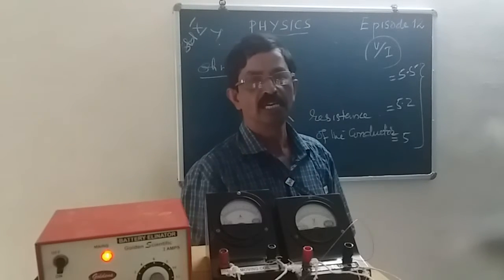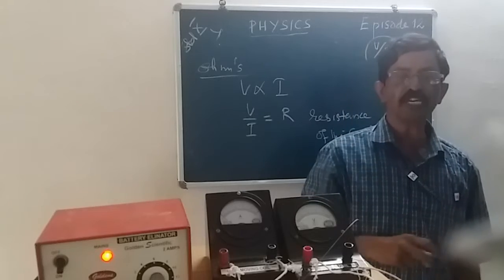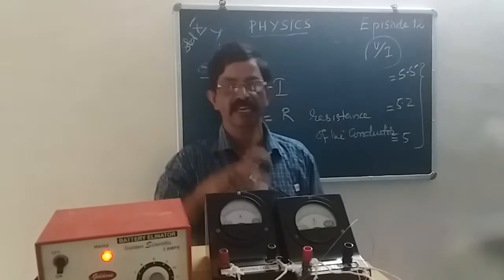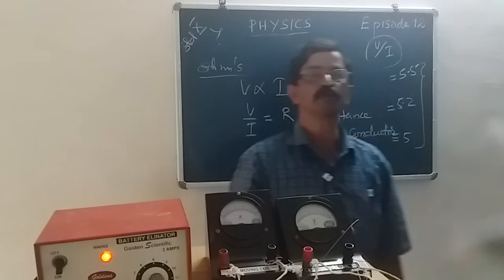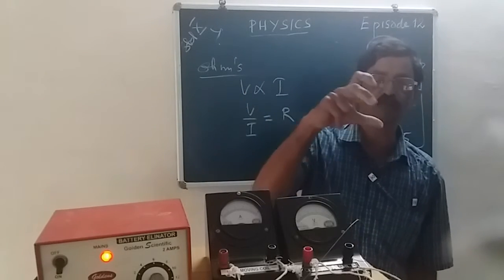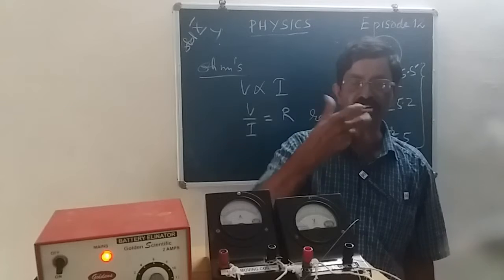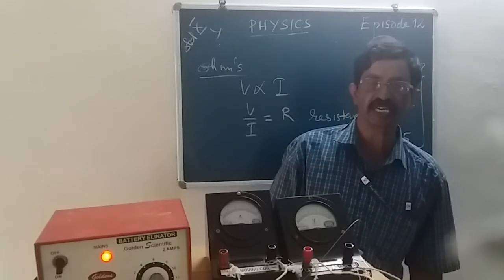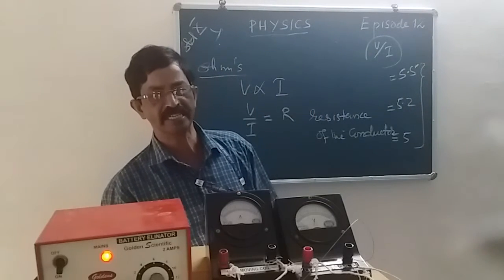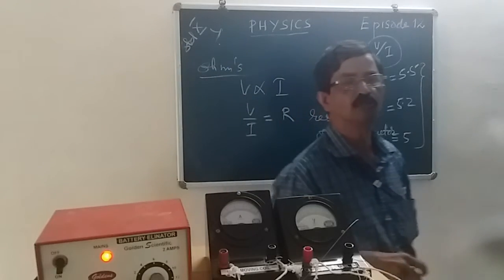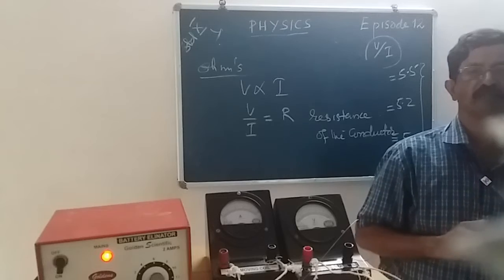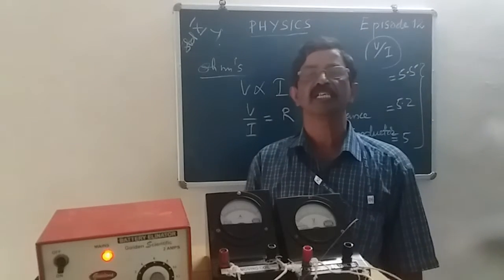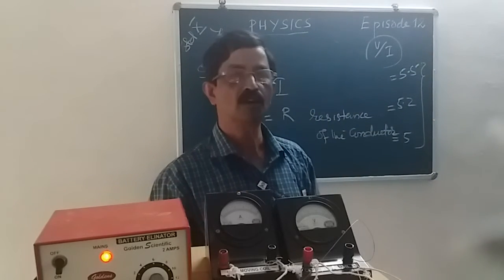That means the potential difference across a current carrying conductor is directly proportional to the current through it. Otherwise, the current through a conductor is directly proportional to the potential difference applied if the temperature remains constant. If the temperature remains constant.